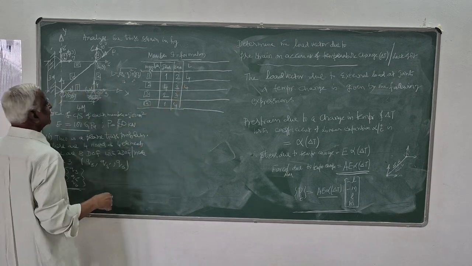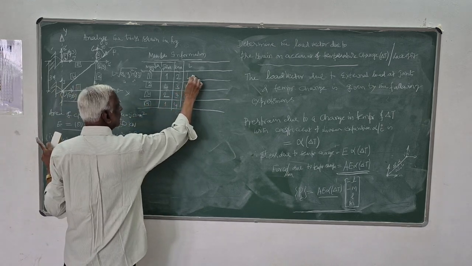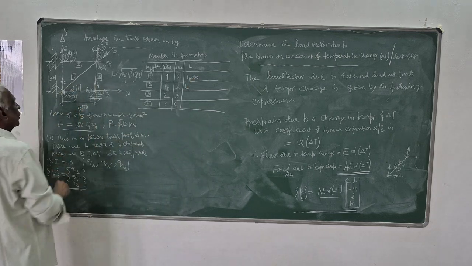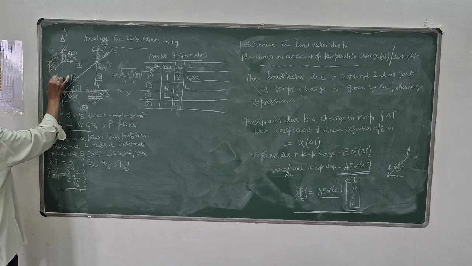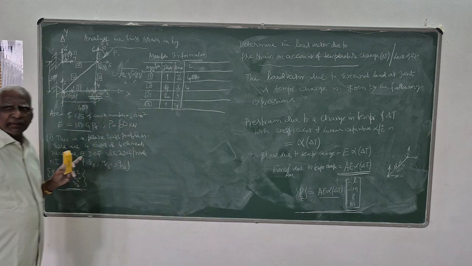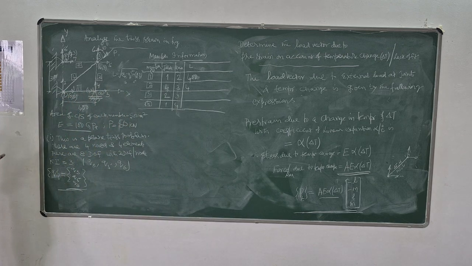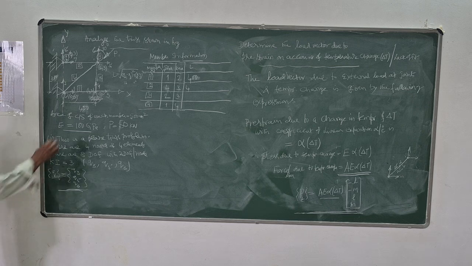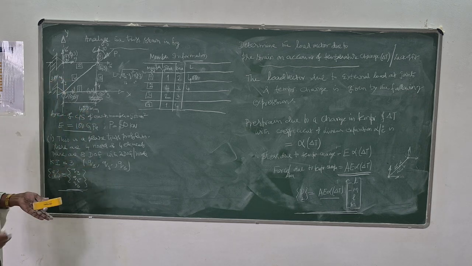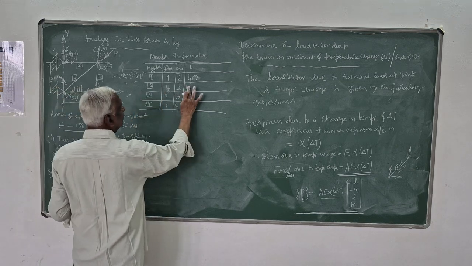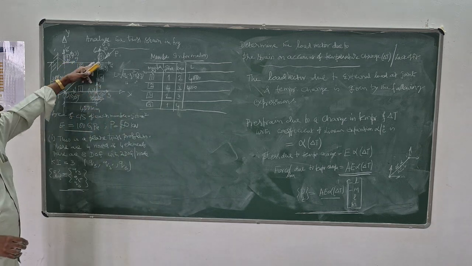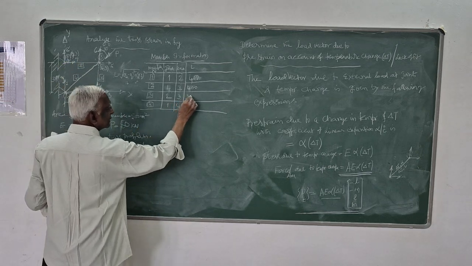For member 2, it is 4 meters, but I will write everything in millimeters. I will take 400 millimeters and 300 millimeters instead of 4 meters, because it is easy for calculation.